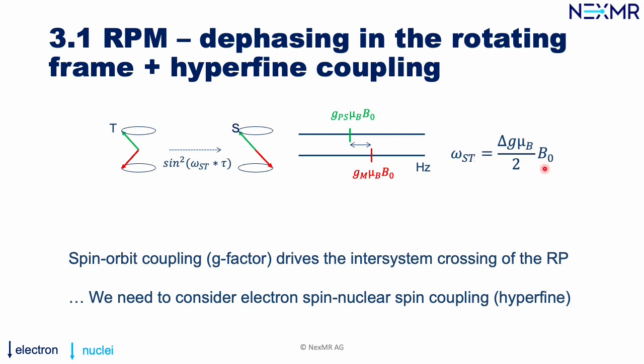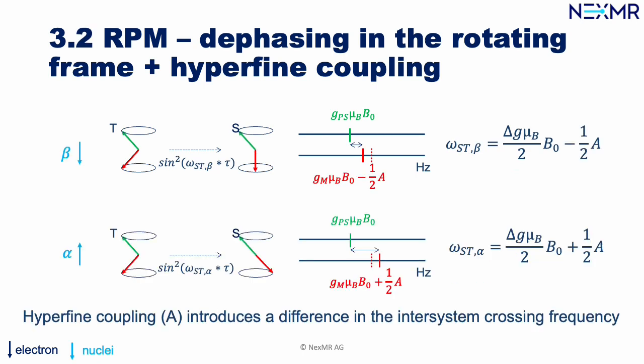So you see the formula of singlet triplet mixing is then the delta G, the difference between the two G factors, times the Bohr magneton times the magnetic field. This tells you why we have triplet singlet mixing, but it does not tell you yet why we have hyperpolarization. To understand why we have hyperpolarization, we need to dive a bit deeper and add a new coupling constant, which is hyperfine coupling, the coupling of the electron spin with the nuclear spins.